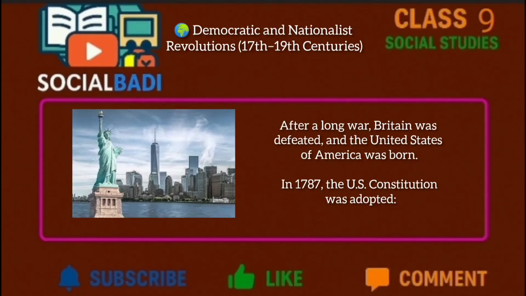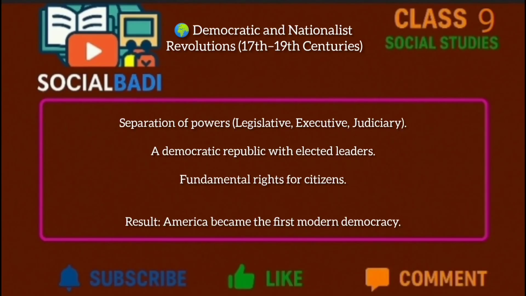In 1787, the US Constitution was adopted. Separation of powers: legislative, executive, judiciary. A democratic republic with elected leaders. Fundamental rights for citizens. Result: America became the first modern democracy.